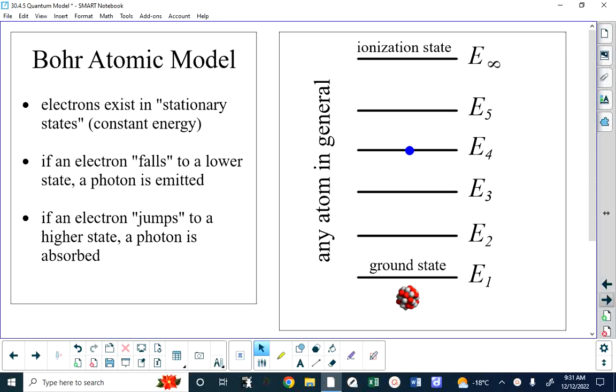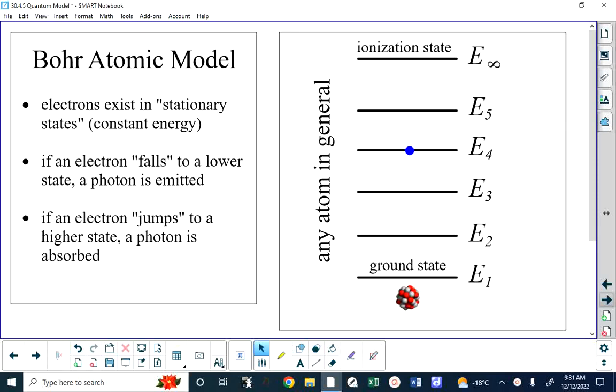So a quick review with the Bohr atomic model. Bohr says that the electrons in an atom exist in what we call stationary states. It doesn't mean the electrons are stationary. It means that they're in an energy state and the amount of energy that they have is not changing. It's a constant energy. If an electron makes a transition to a lower energy level, then a photon is emitted because the electron loses energy. If an electron makes a transition to a higher energy state, then a photon is absorbed.